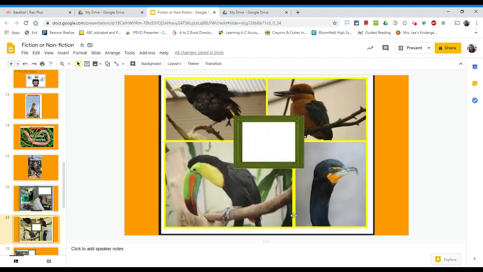All of these pictures have different kinds of birds. Birds that are colorful, birds with different beaks, different kinds of birds. So I think this title might be Different Kinds of Birds.